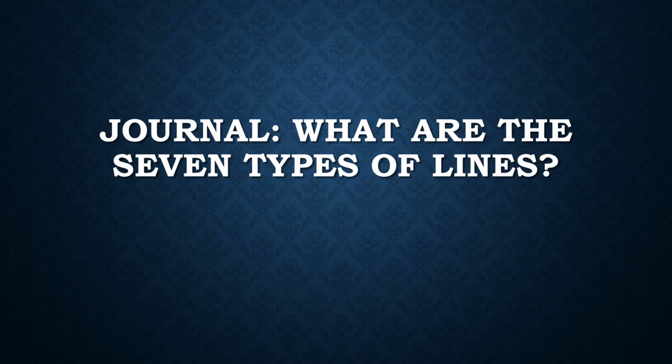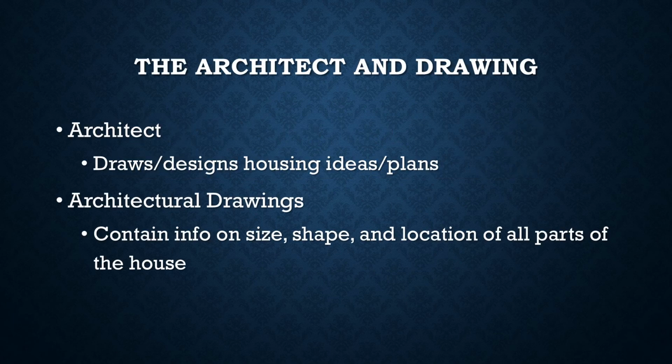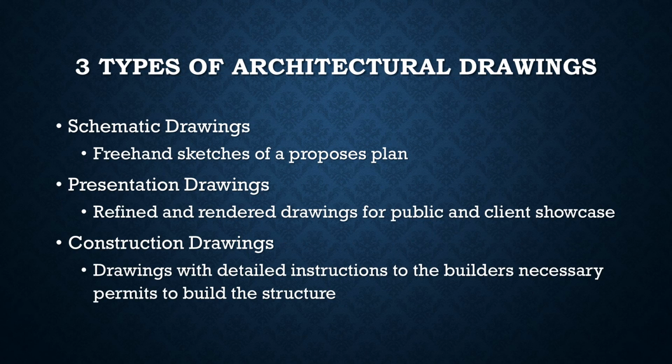So what types of lines? Once again, you guys have already learned this. Now, the big thing that we need to note is the architect as well as architectural drawings. So in many cases, we have the architect, which is the person who designs housing ideas and plans, and architectural drawings are drawings related to the house that contain information on size, shape, and the location of all the parts of the home. You guys have already seen a little bit of this in your housing symbols worksheet. Now, there are three types of architectural drawings.